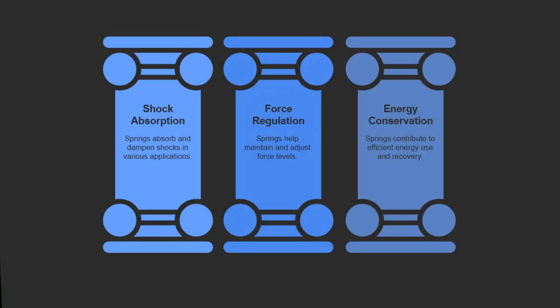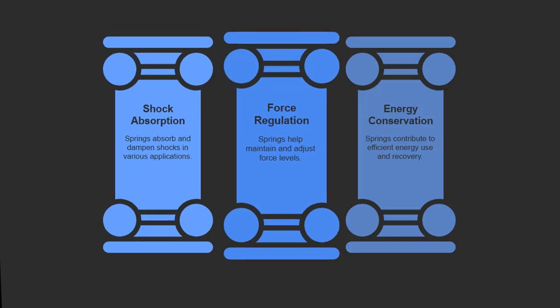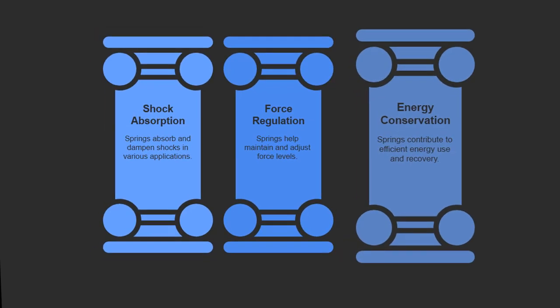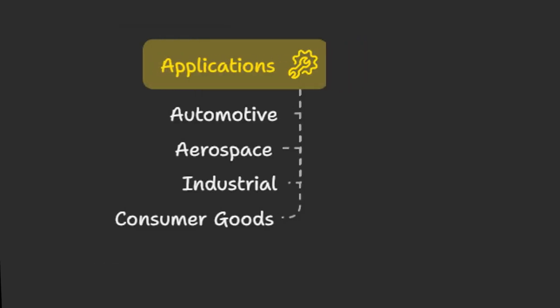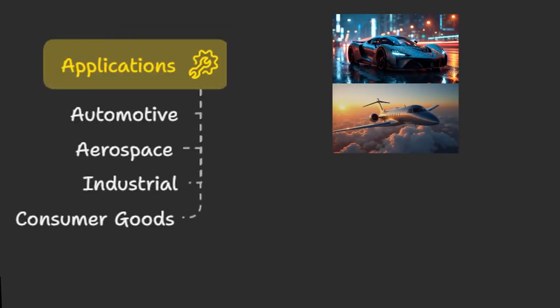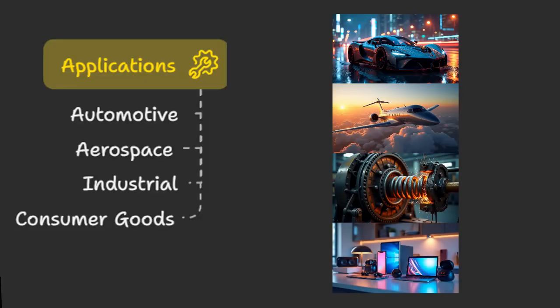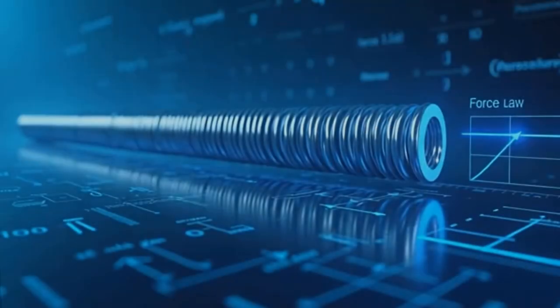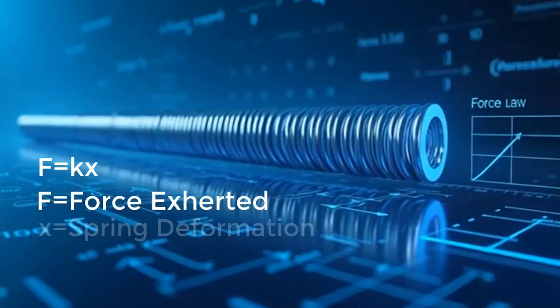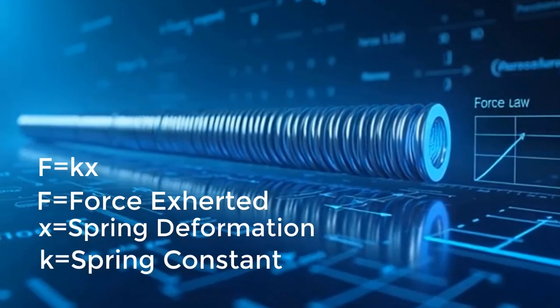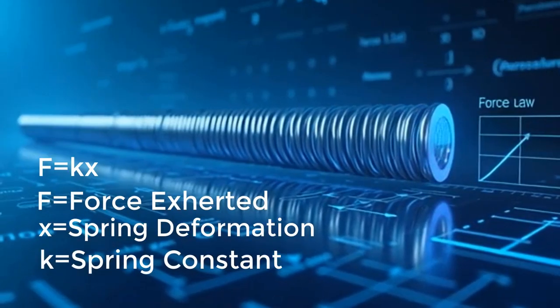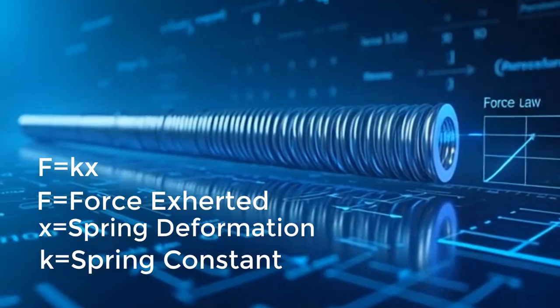Springs are mechanical devices that store and release energy, providing shock absorption, force regulation, and energy conservation. They are indispensable in automotive, aerospace, industrial, and consumer applications. But how do they work? Hooke's law states that the force exerted by a spring is proportional to its deformation within its elastic limit. This principle governs how all springs function.